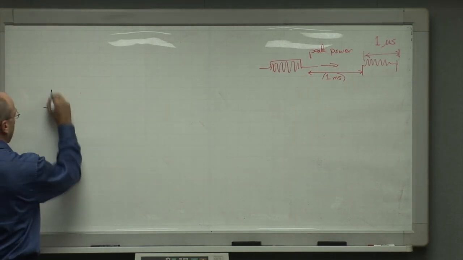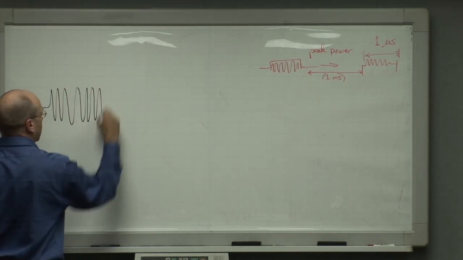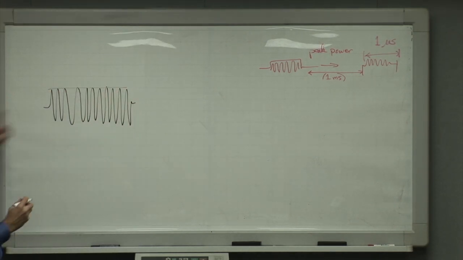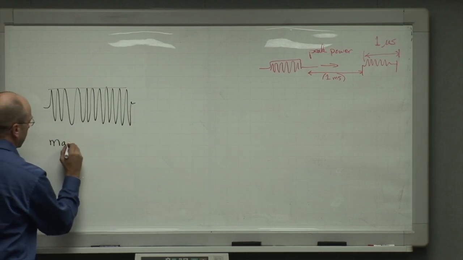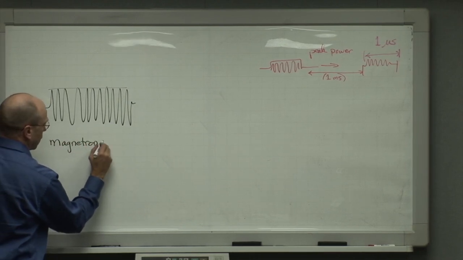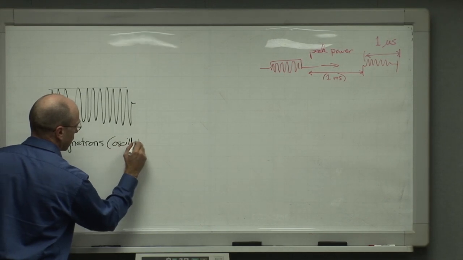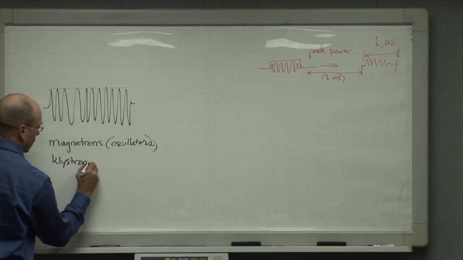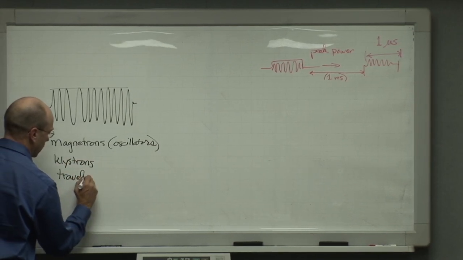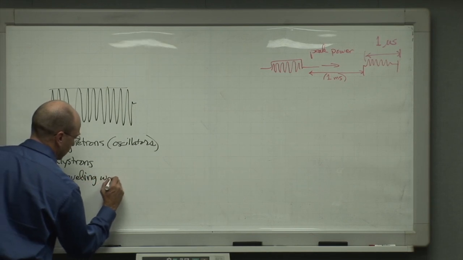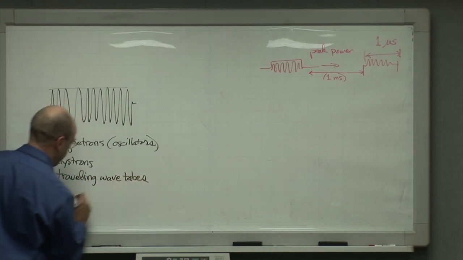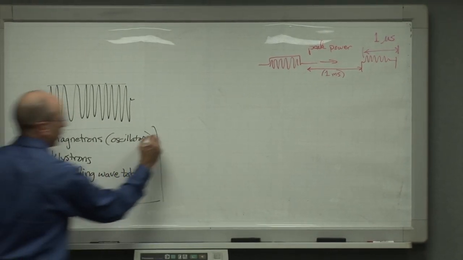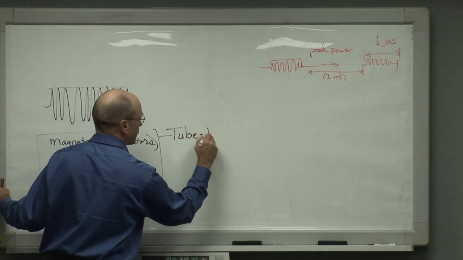The problem is that here we have a radar pulse that looks like this. Okay, it runs at a really high peak power level. The types of systems that can generate these kinds of power levels are magnetrons, which are basically high power microwave oscillators, klystrons, traveling wave tubes, etc. The great thing about these is that these are all tube type systems.